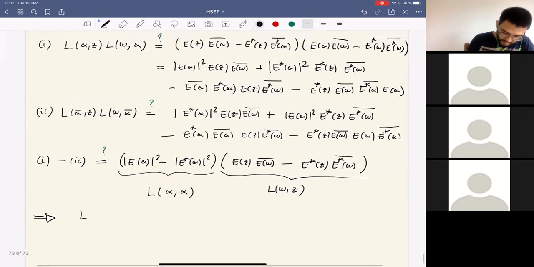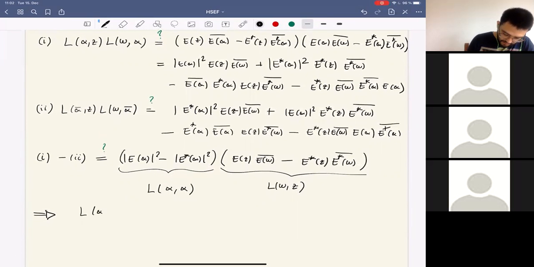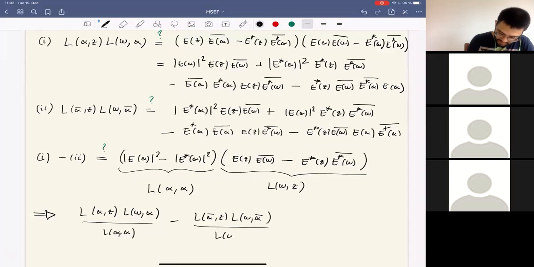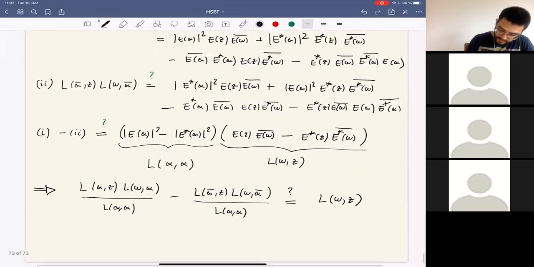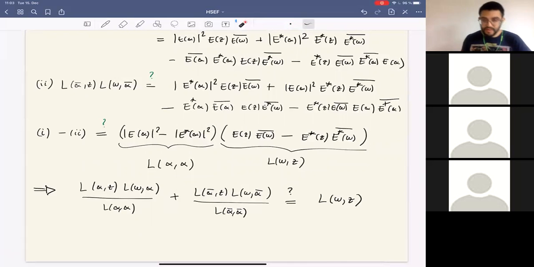So what was L of I? So L I was this. So if I divide by L alpha alpha, and then I subtract II, which will be this guy, and I divide by L alpha alpha, this should be LWZ. Okay. But L alpha alpha is also equal to L bar here, and then you put the plus here. Because when you change alpha by alpha bar here, it just flips. It's simple computation, just flip this two, and then you get minus what you had before. So this is the inequality identity we want to prove, okay?